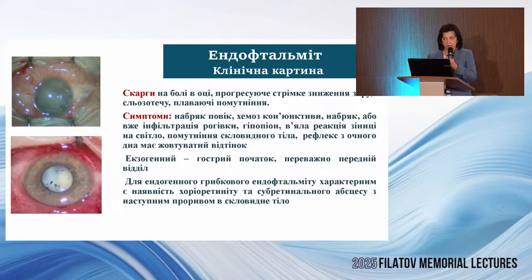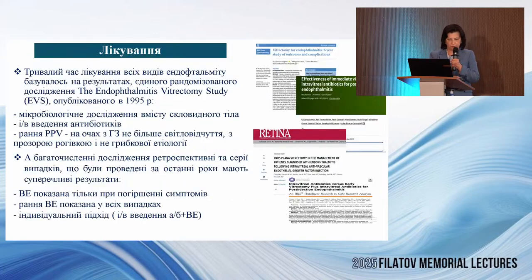Other symptoms are edema of the lids and chemosis of the conjunctiva or infiltration of the cornea, slowed pupillary reaction, the yellowish tint of the skin. In case of endophthalmitis, the reflex is rather dim. For endogenous endophthalmitis, chorioretinitis can be found.